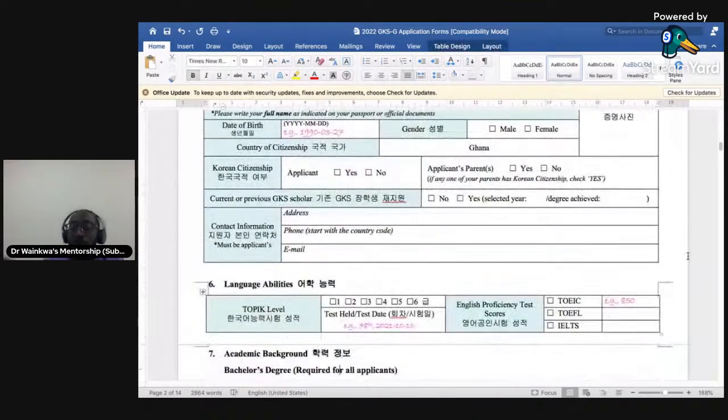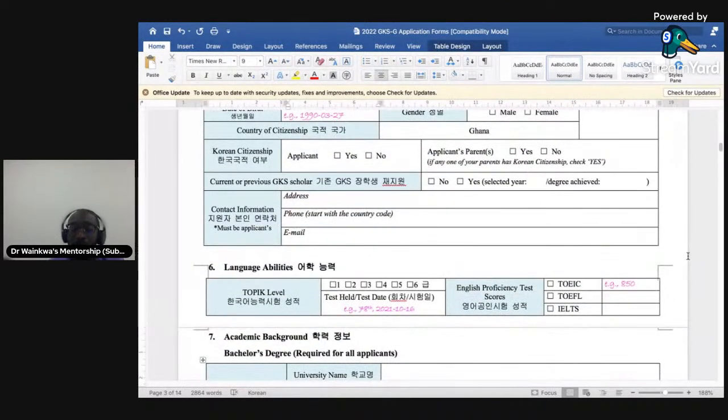Okay. Then your language abilities. They're going to ask for your TOPIK level. TOPIK is the Test of Proficiency in Korean, and usually this test expires after 2 years or so. So you're going to specify whether you have TOPIK level one, two, three, four, or five. Again, I strongly emphasize that if you do not know your TOPIK level, or you've never taken TOPIK, do not lie, because you will be tested based on what you mention.